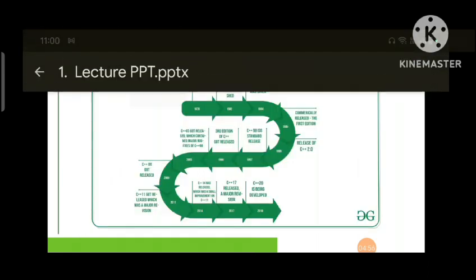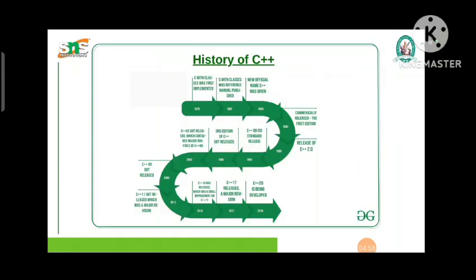This is the history of C++: C with Classes was first implemented, the first reference manual was published, the new official name C++ was given, then the release of C++ 2.0, the release of C++ 0x, and finally C++ 20 was being developed.